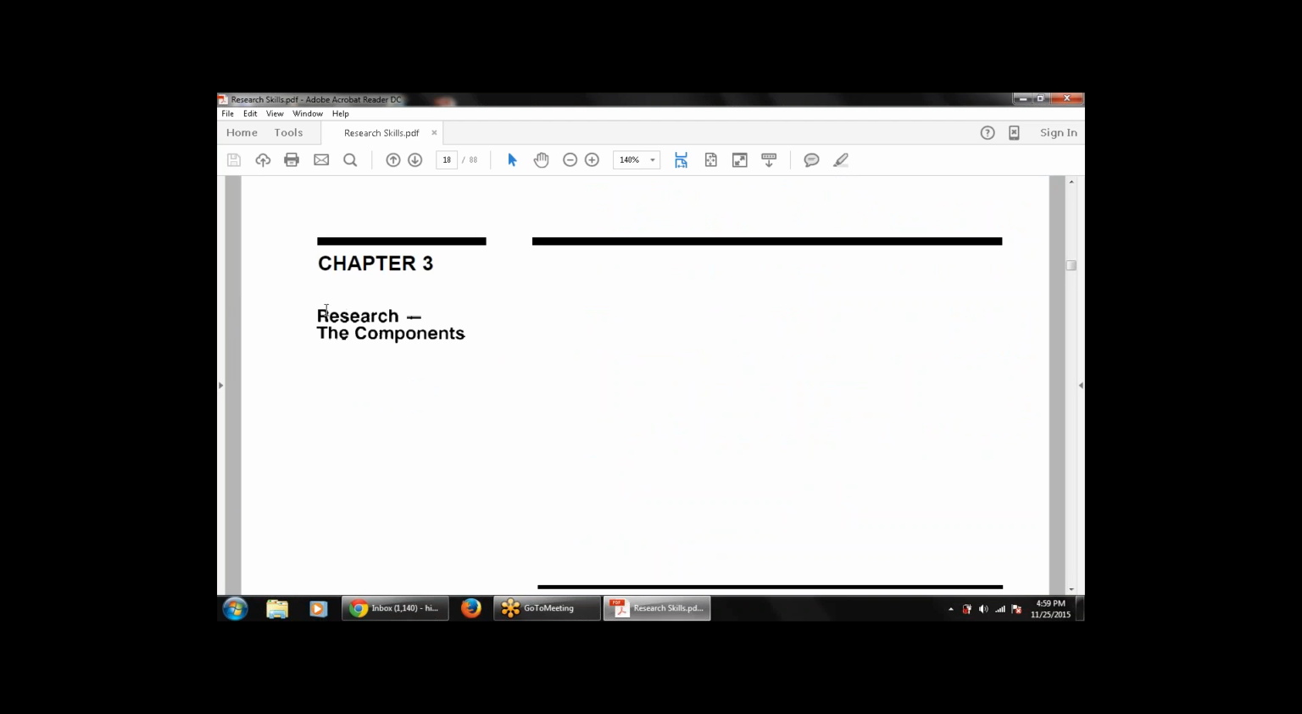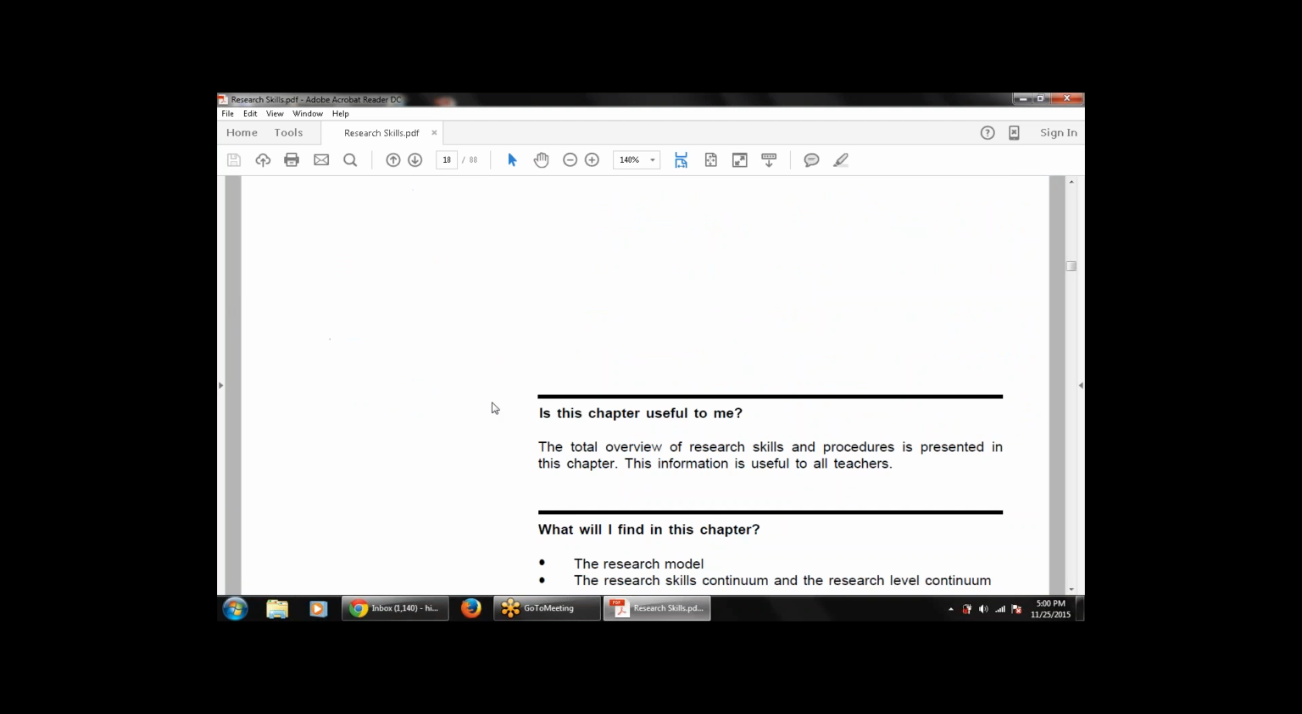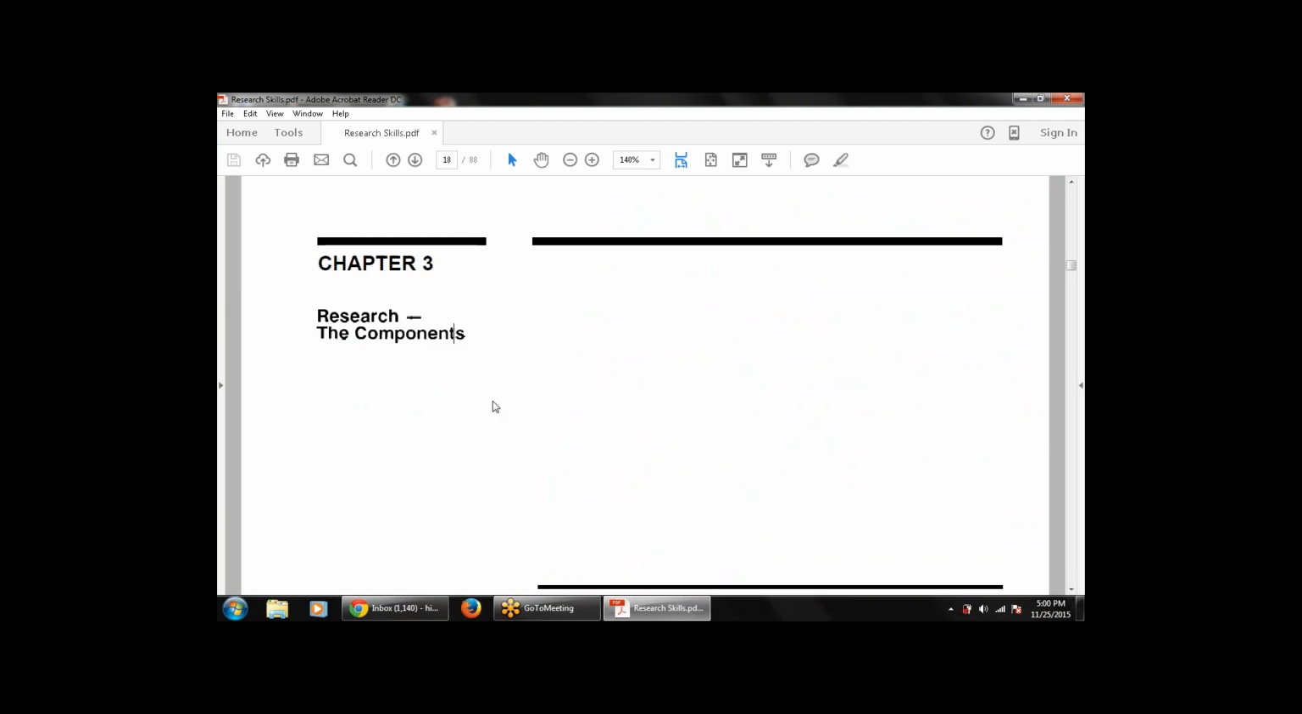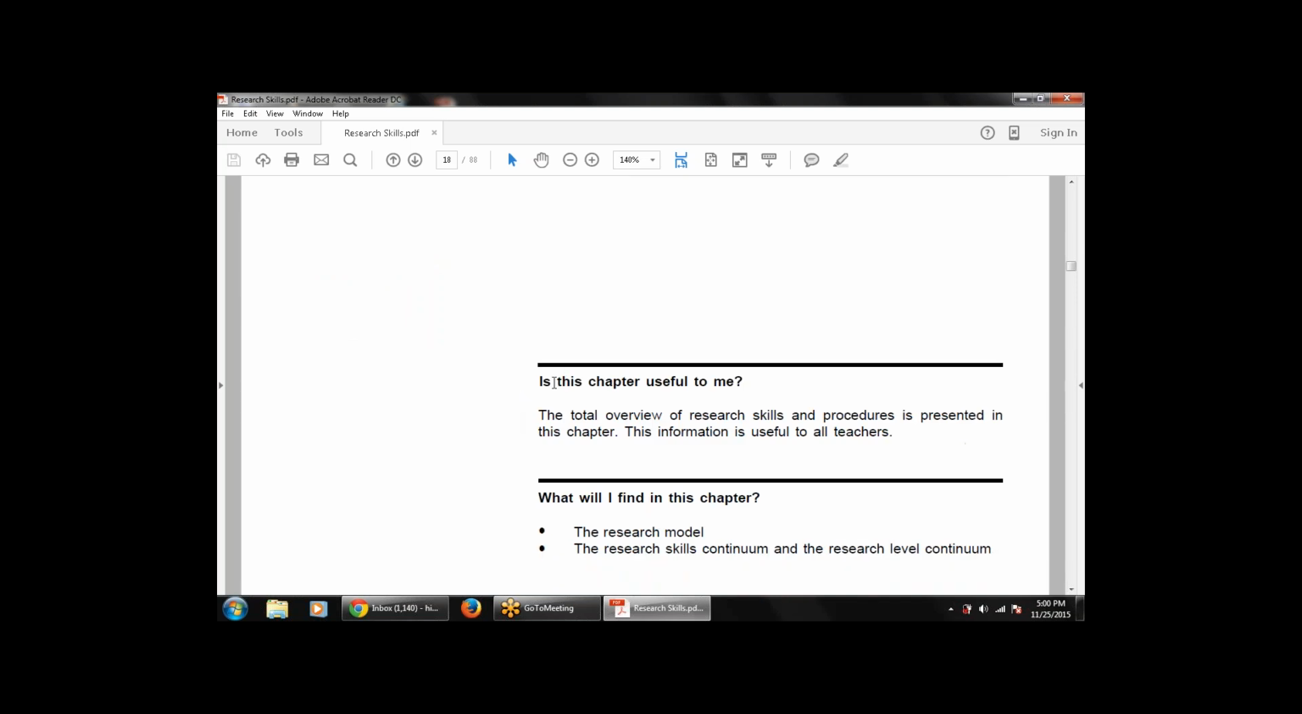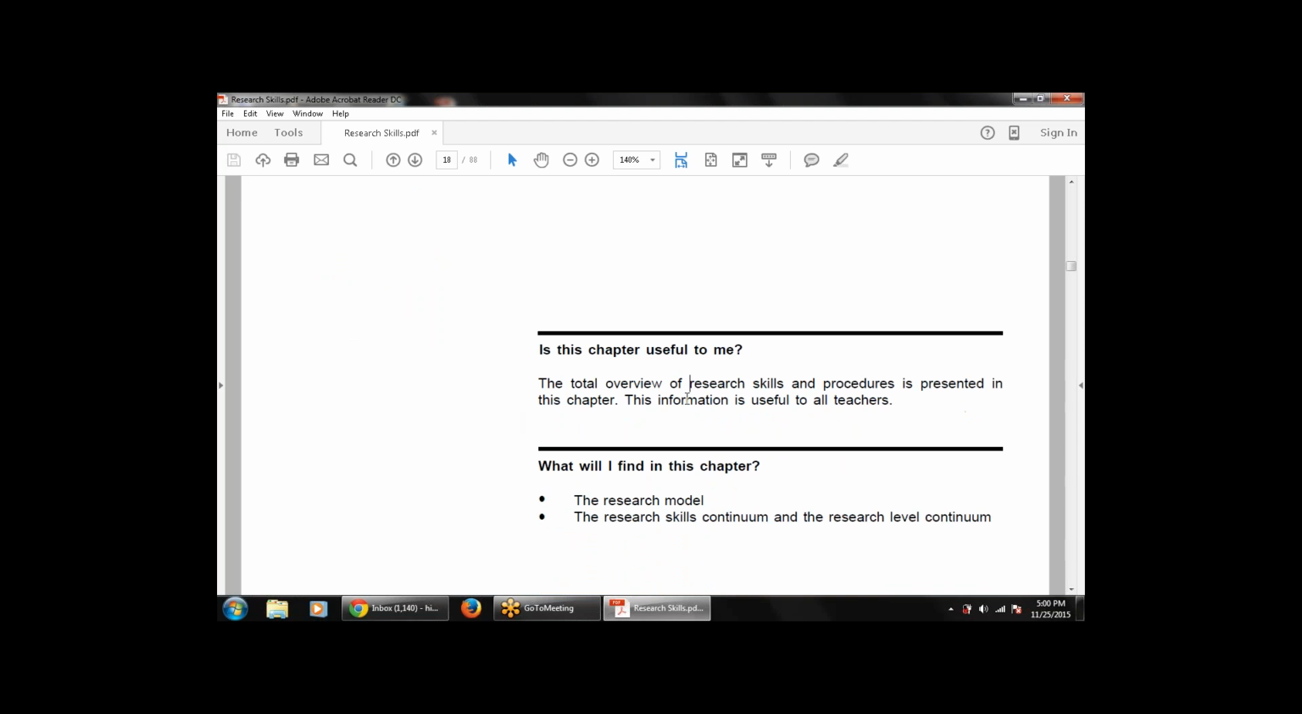Now, chapter number 3 is the research component. That is, what are the various components of the research. So let's start this chapter, the research component. That is, what are the various components covered in this one. Now, these are the various questions. There is the main part of the question.